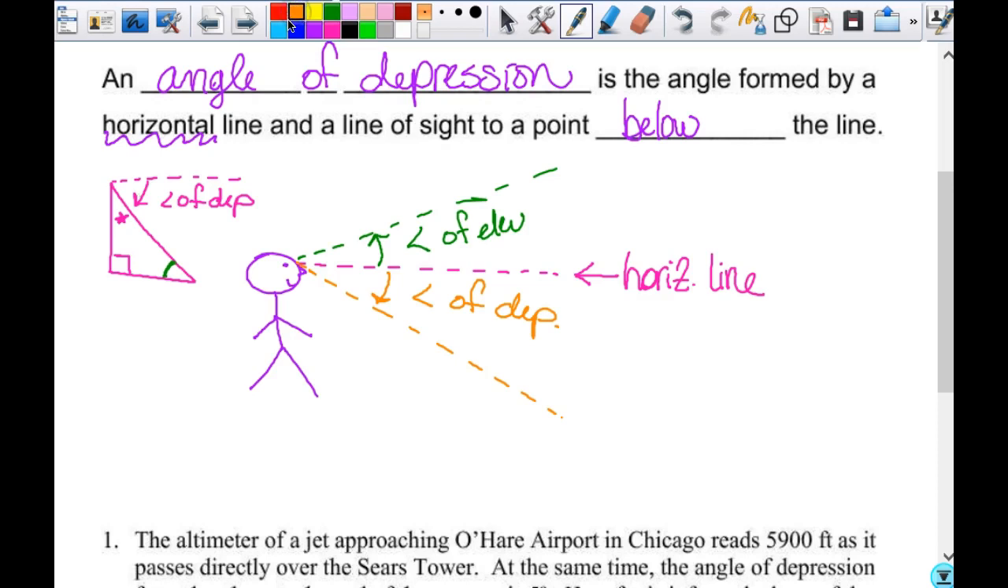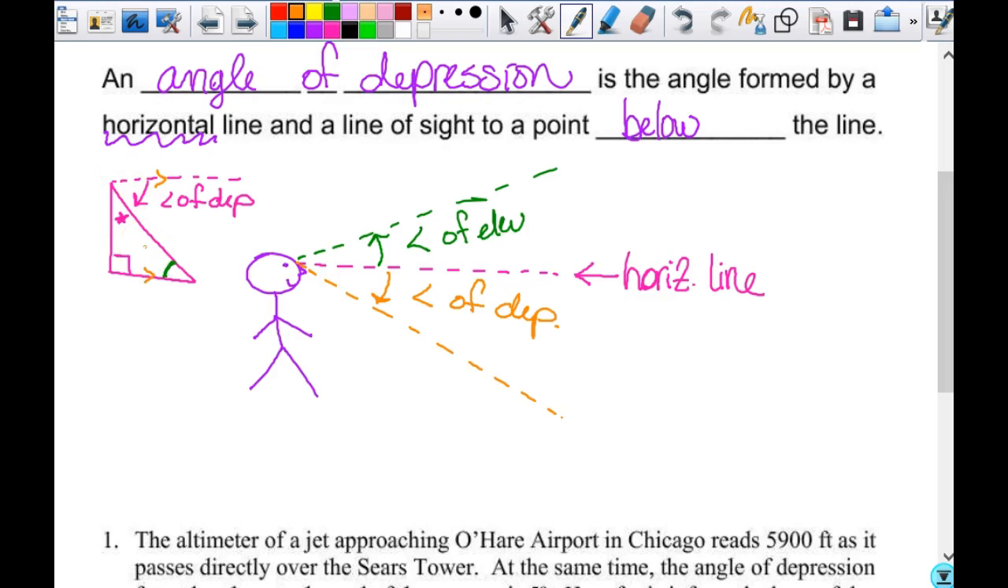Alternate interior. Okay, because these lines are parallel because they're horizontal. These are alternate interior angles because that is your transversal. That's why they're congruent. Good job, Katie. But even so, I could use this angle in this triangle if I wanted to. Doesn't matter. But here's that.